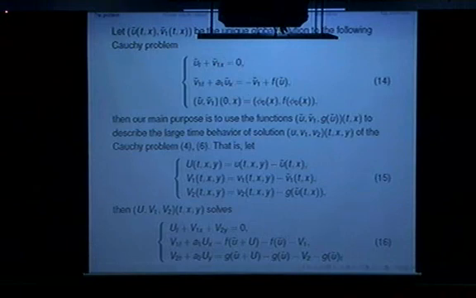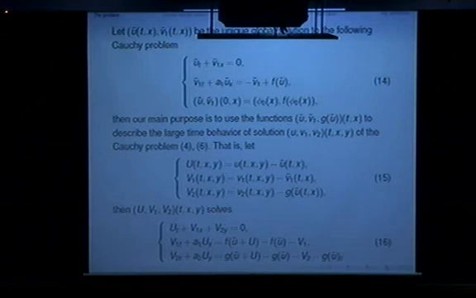And then our main proposal is to use the functions ū, v̄₁, and ḡ(ū) to describe the large-time behavior of the solutions u, v₁, v₂ of the above-mentioned Cauchy problem. This problem is called the nonlinear stability of planar rarefaction wave solutions.